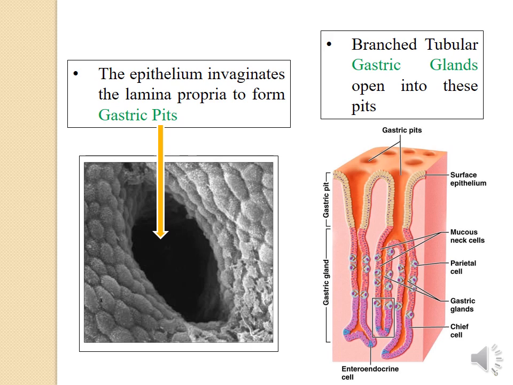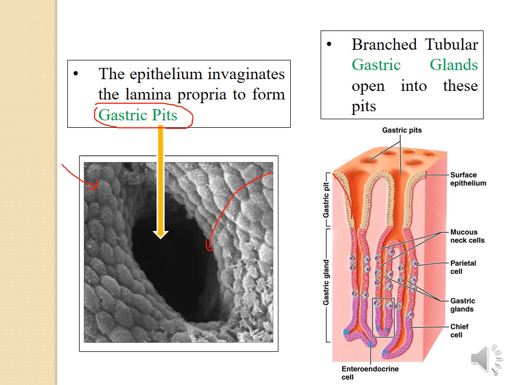Now, if we examine the epithelium, we will see that the epithelium of the stomach invaginates the lamina propria to form gastric pits. This is a scanning electron microscope image. This is the epithelium of the stomach, and it passes down, invaginates into the lamina propria.